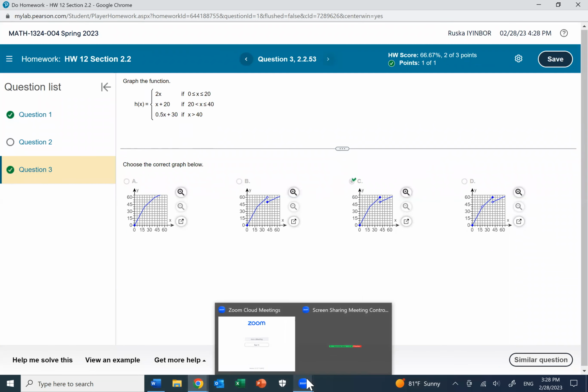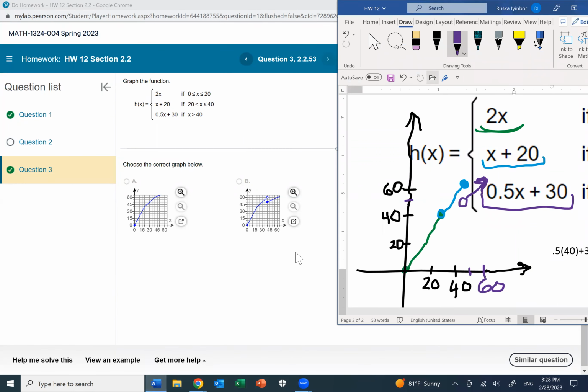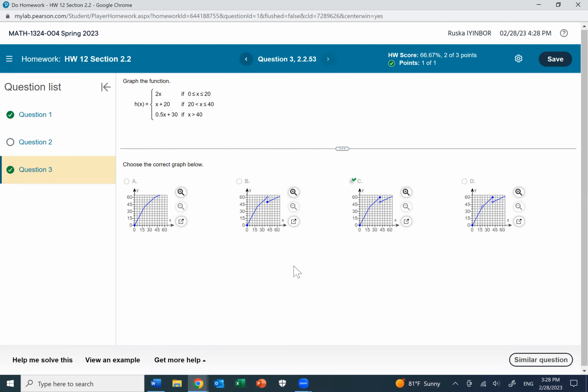This is the lesson for today: graphing a piecewise function. And you graph it by graphing each piece of the graph. Okay. So that's the material for today.